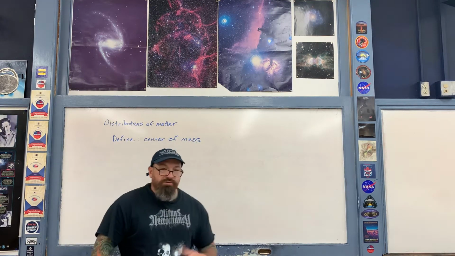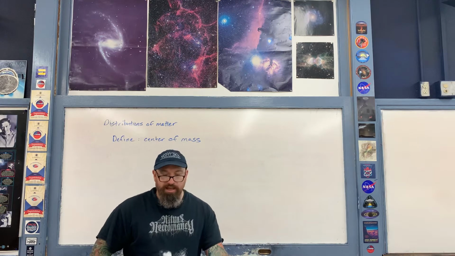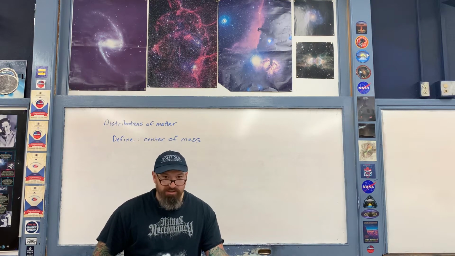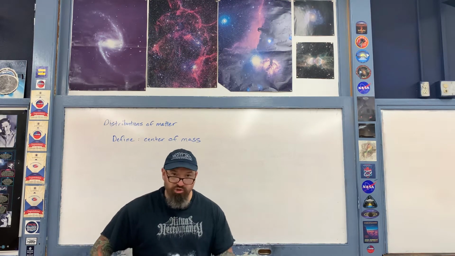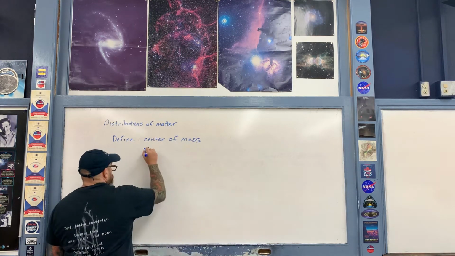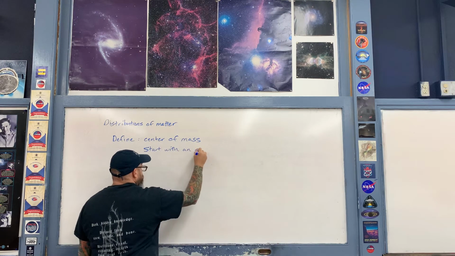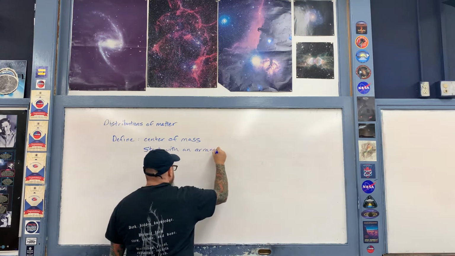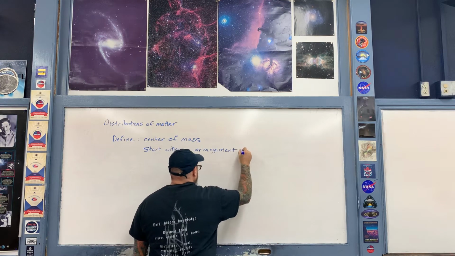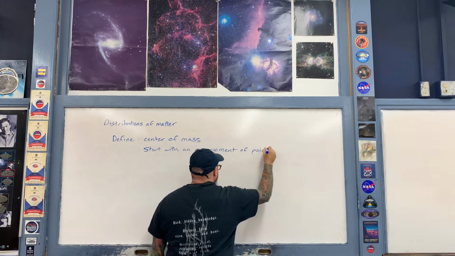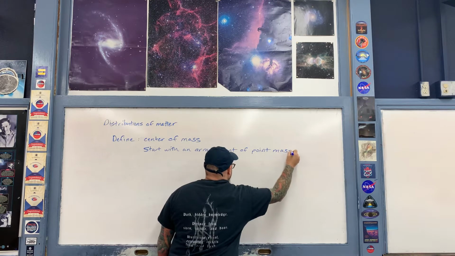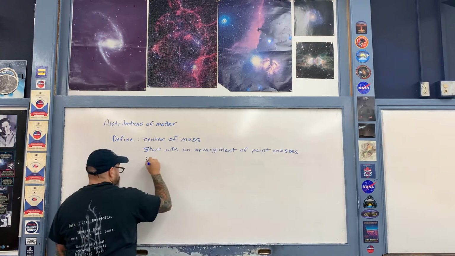I'm going to do so, first of all, for the easiest possible case. The easiest possible case is an arrangement of point masses that are arranged in one dimension. So let's start with an arrangement of point masses in one dimension.